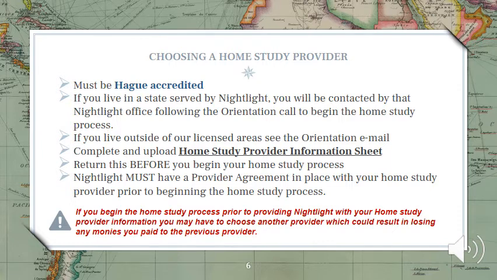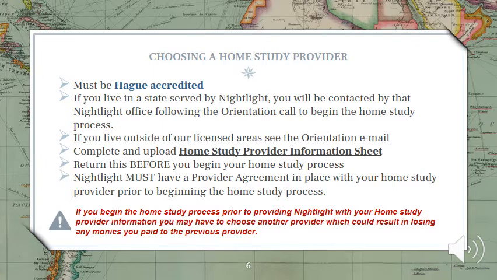If you do not, please ask your program coordinator for the home study agencies we recommend. Finally, once your application has been accepted by the home study provider agency, please complete and upload the home study provider information sheet in the International Orientation Checklist. It's very important that you return this before you begin the home study process.